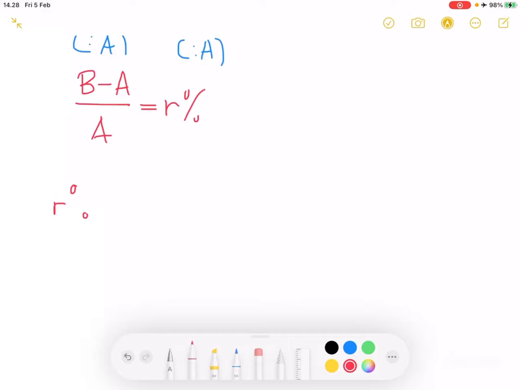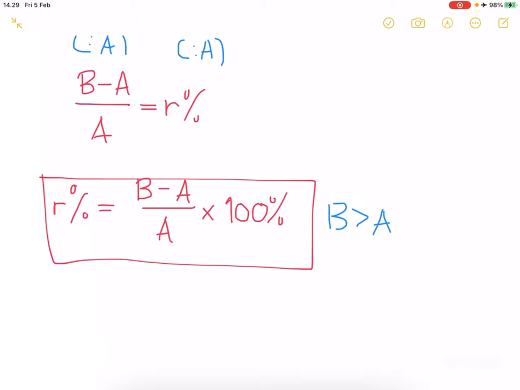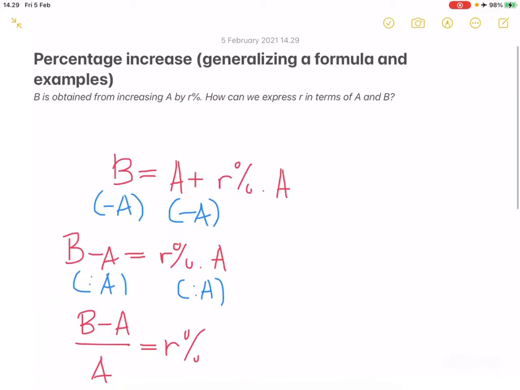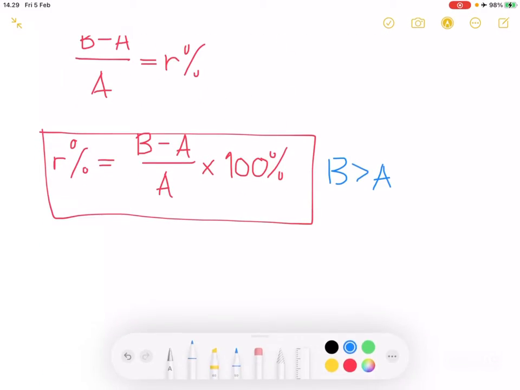So finally, we're left with R% is equal to (B minus A) over A, and we're going to multiply this by 100%. There we go. And I should have said that B must be greater than A, since we're dealing with percentage increase and B is obtained from increasing A, so it's pretty obvious that B is greater than A. So just keep a side note right here.